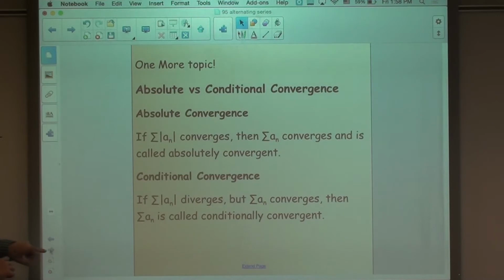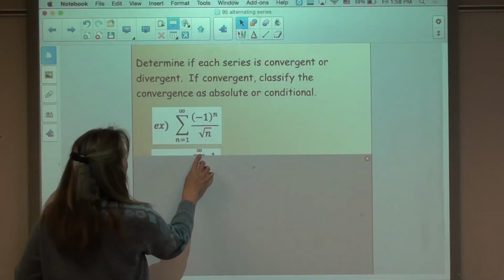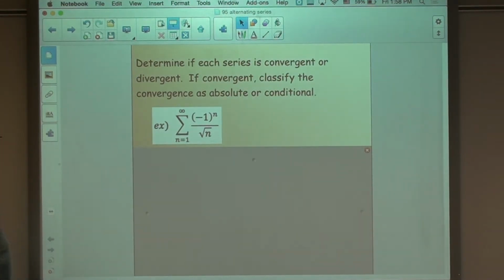All right, so here we go. I'm exhausted. So first example, determine if each series is convergent or divergent. If it converges, classify it as absolute or conditional.